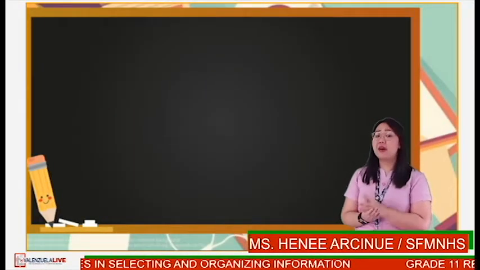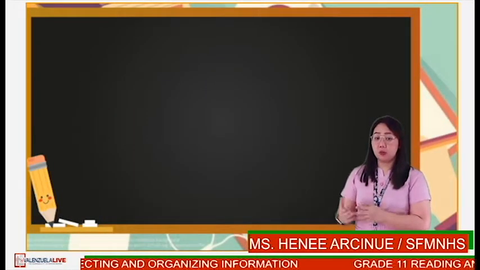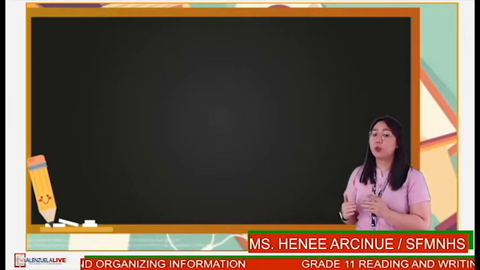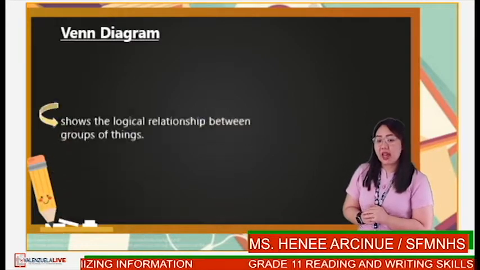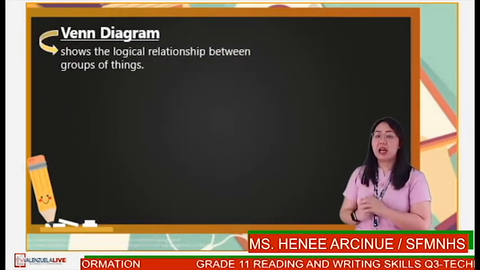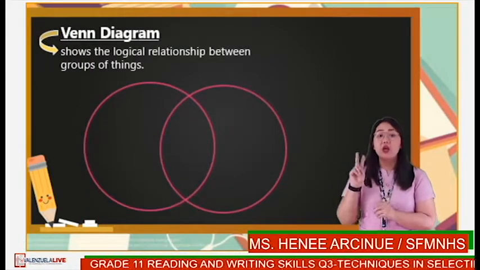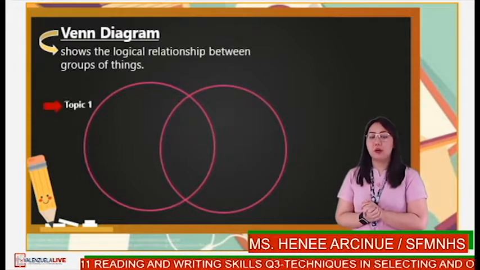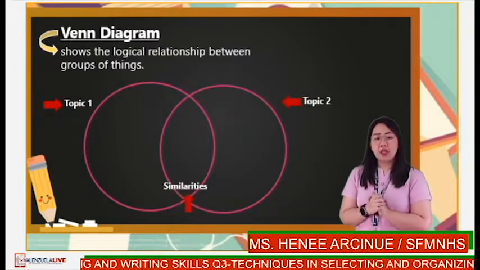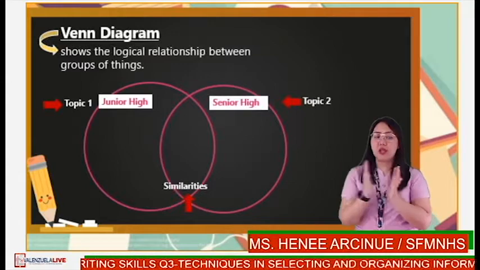Next we have a Venn diagram. It shows the logical relationship between groups of things. This diagram can be used in the classroom as a tool to help you in comparing and contrasting two objects or concepts. For example, we are going to contrast junior high to senior high.